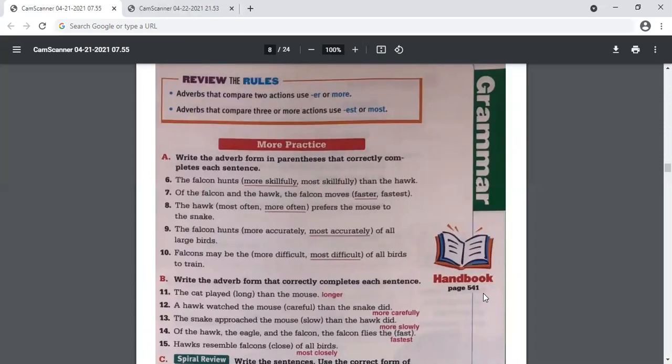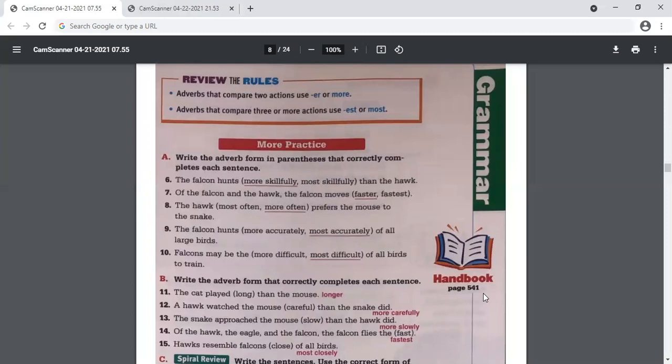Number 8, the hawk most often or more often prefers the mouse to the snake. So again, two, so it should be more often. Number 9, the falcon hunts more accurately or most accurately of all large birds. Here we should select most accurately because we have of all birds. Number 10, falcons may be more difficult or most difficult of all birds to train. Here we have of all birds as the clue, so it will be most difficult.